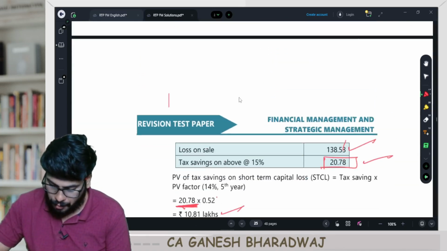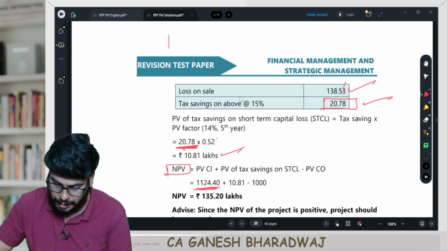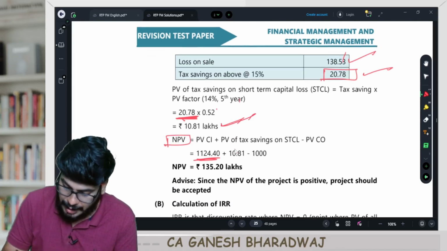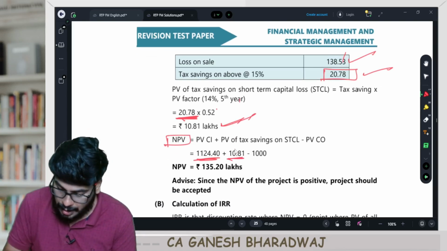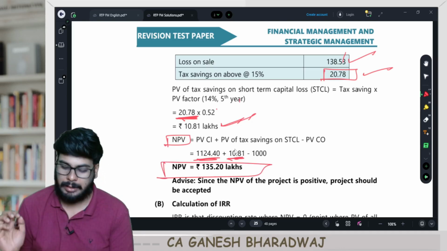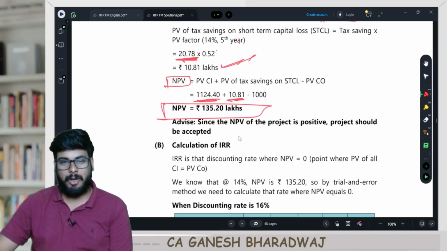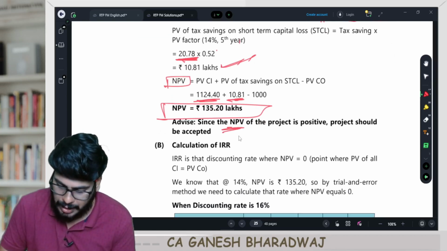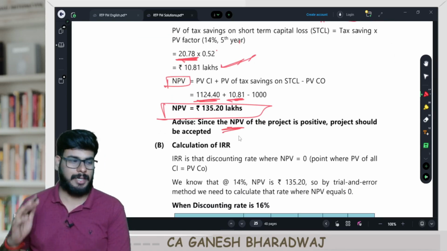Plus right now we've got this 20.78 rupees, sorry, into 0.52, you get 10.81. This is the tax saving, right? Minus the initial outflow of 1000. So you have an NPV of 135.20 lakhs. So now it's a positive NPV. Since the NPV of the project is positive, the company can go ahead with this. Are you clear with this?